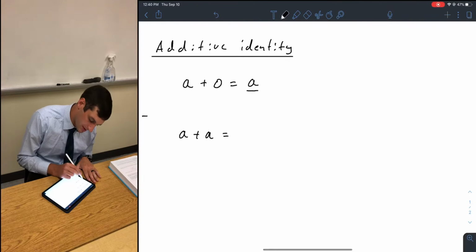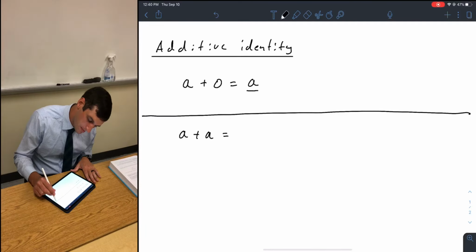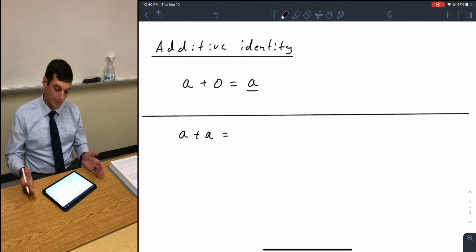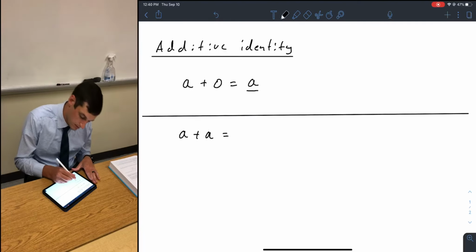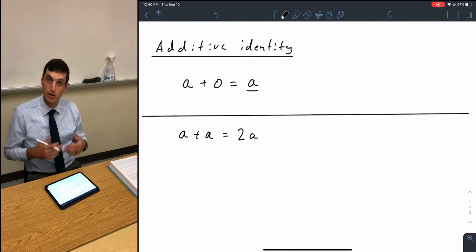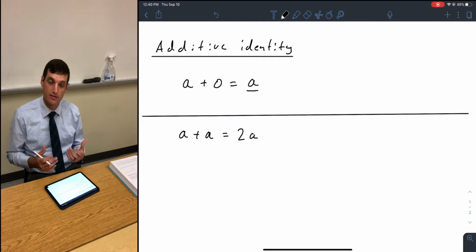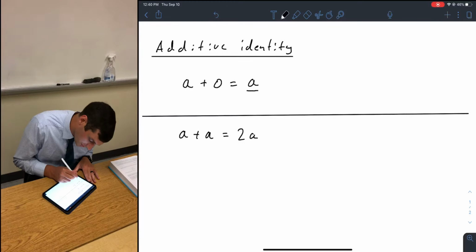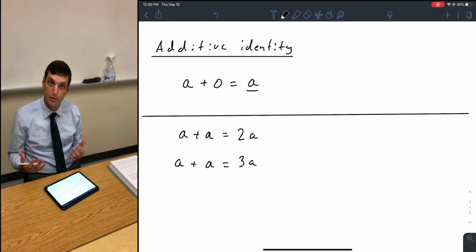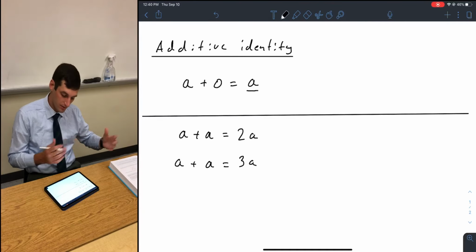Let me go ahead and separate this. Okay, so A plus A. Well, that happens to be 2A. That means that there are 2 A's being added together. Let's try another one. Let's do it 3 times. A plus A plus A equals 3A. That means there are 3 A's being added together.